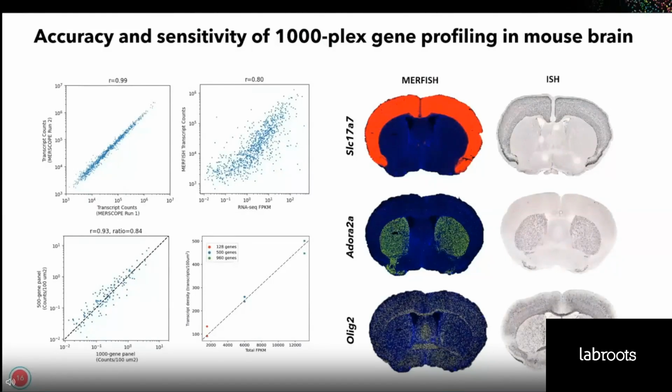So in addition to assessing the accuracy and the sensitivity of the data, we also compare the spatial gene expression pattern from MERSCOPE with those obtained from conventional in situ hybridization. Here are some examples. As you can see, the spatial pattern of the same gene between MERSCOPE data and the in situ hybridization are highly consistent with each other, further confirming the accuracy of the data.